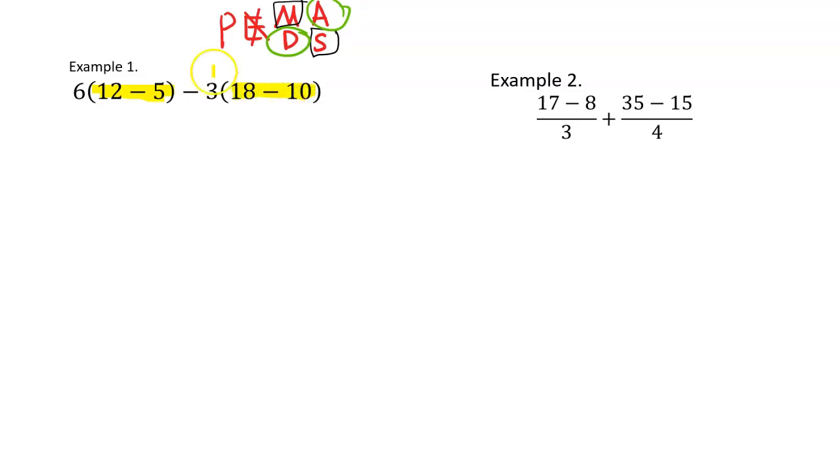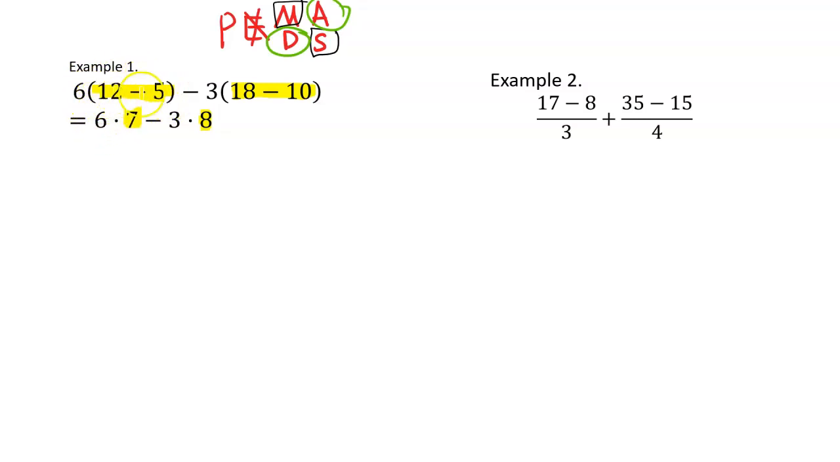So 12 minus 5 is 7, and 18 minus 10 is 8. Let's work out these two. So we got 6 times 7, where 7 comes from the operation in the parentheses, and minus 3 times 8, where this 8 comes from what's in the parentheses. The other thing we need to notice is that between 6 and the parentheses, there's nothing. And if you remember, we just talked about how multiplication can be omitted if we have a pair of parentheses.